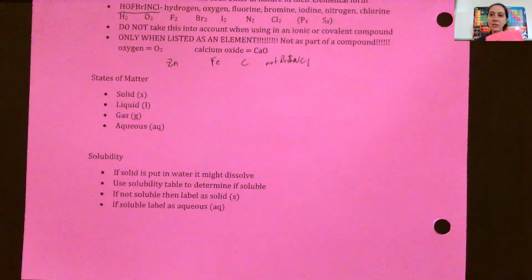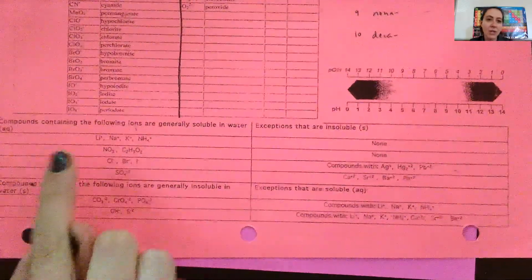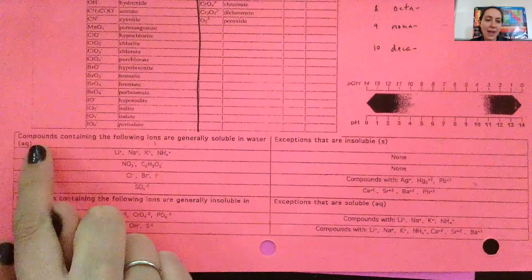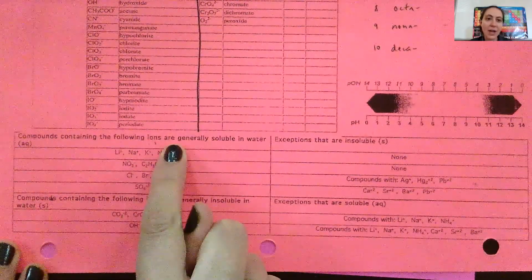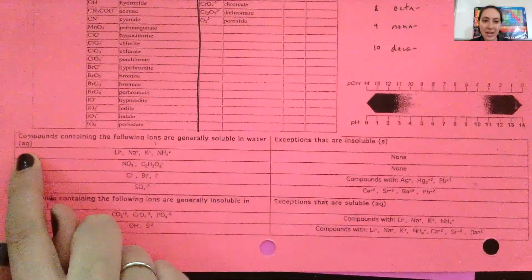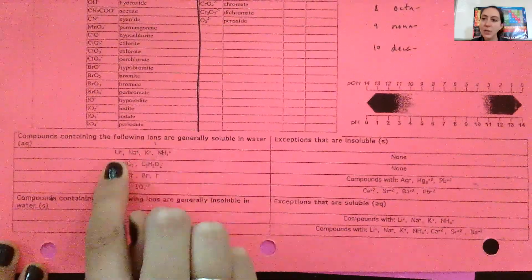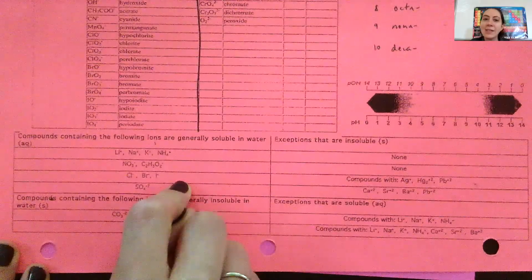There's something that you're going to use to help determine that. On the back of your periodic table, there is a solubility chart. It's going to help you determine if something is solid or aqueous. So let's take a look at this and we'll see what it means. It's a little strange to look at, but once you figure it out, it makes perfect sense. Okay, so it's divided into two halves. This first half says compounds containing the following ions are generally soluble in water, meaning aqueous. So any of these compounds, if you see any of these ions showing up, most likely it is aqueous.